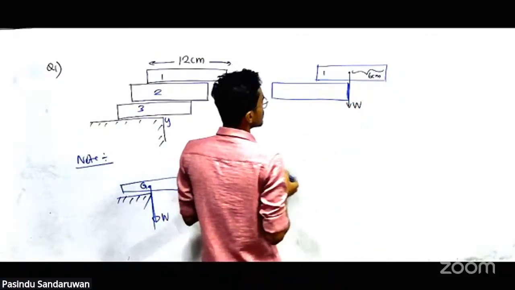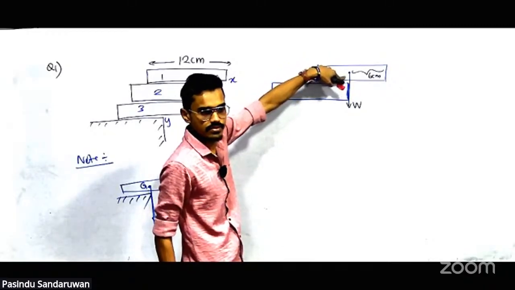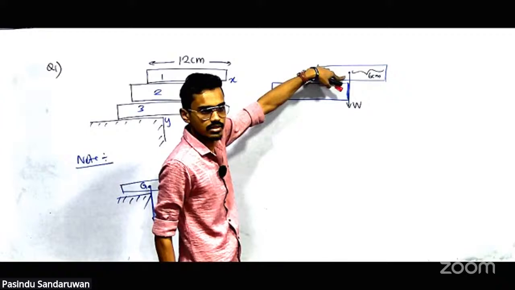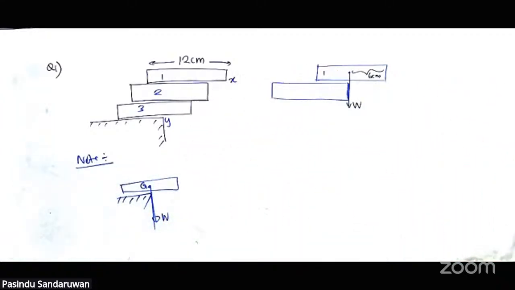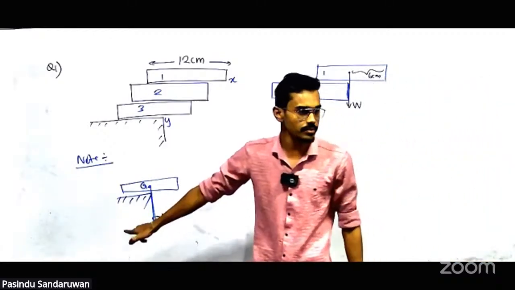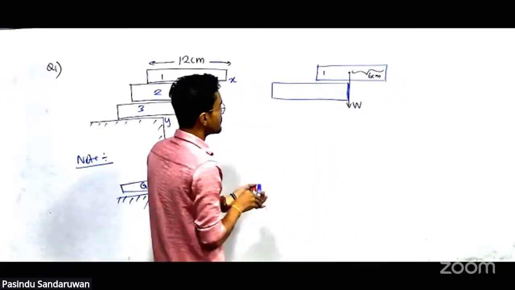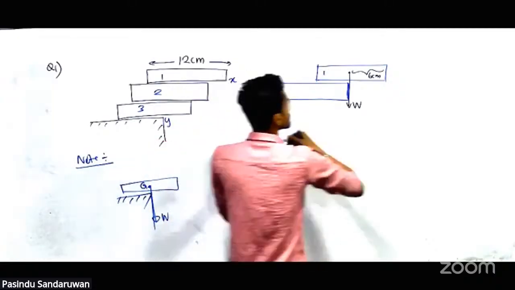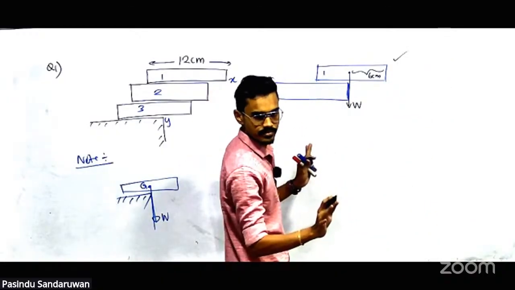Now, does this fall? Does the first book fall? No. That doesn't fall because there is a neutral equilibrium. Now, if I think about it, the first book is stable, right?